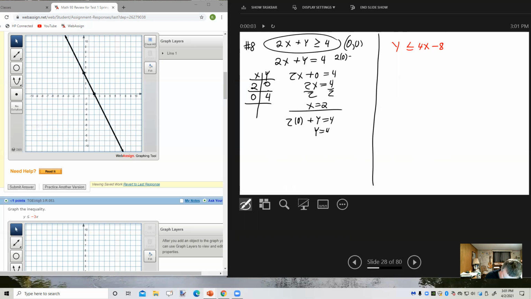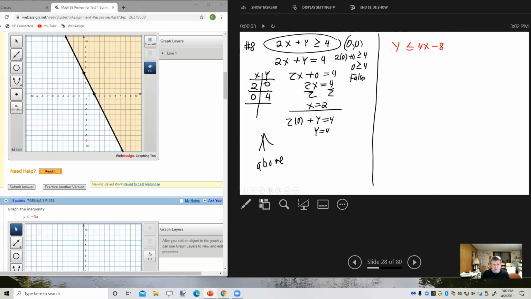2 times 0 plus 0 greater than or equal to 4. 0 greater than or equal to 4, that's false. So (0, 0) is not on the correct side. Consequently, it would be above. So we would do above the line. Okay.